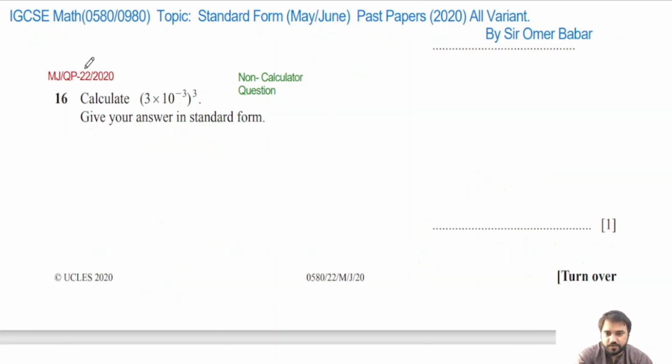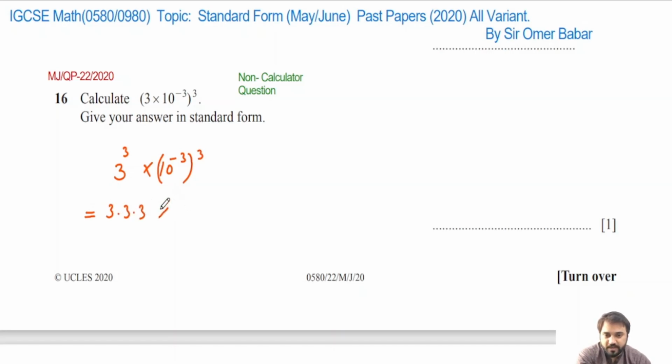Now moving towards our next question, question 16, that appeared in 2020. The paper was 2 and the variant was also 2. It says calculate 3 into 10 raised to power minus 3, whole raised to power 3. Give your answer in standard form. So we have a whole power. It means we take the power of every digit inside it. So 3 raised to power 3 into 10 raised to power minus 3, whole power 3. This is the criteria. Now 3 raised to power 3 means 3 into 3 into 3.